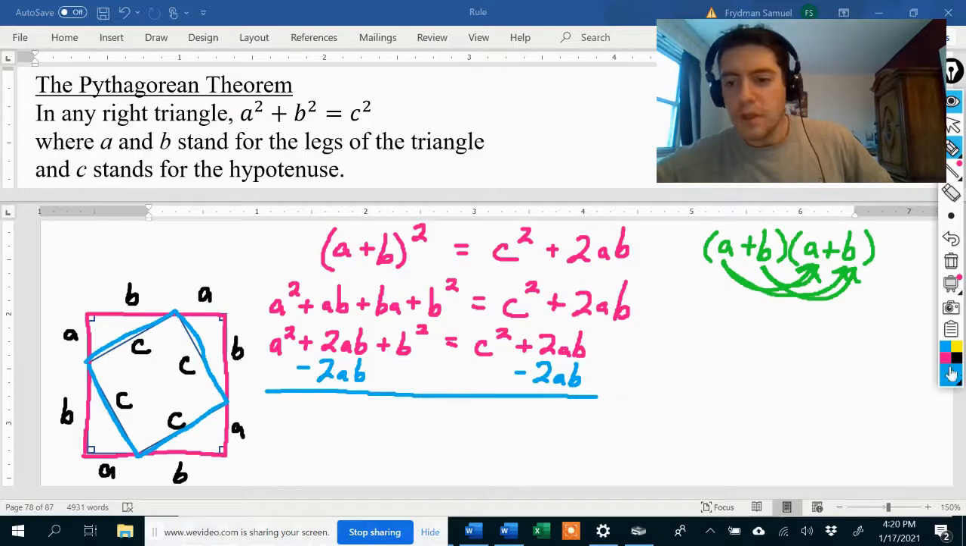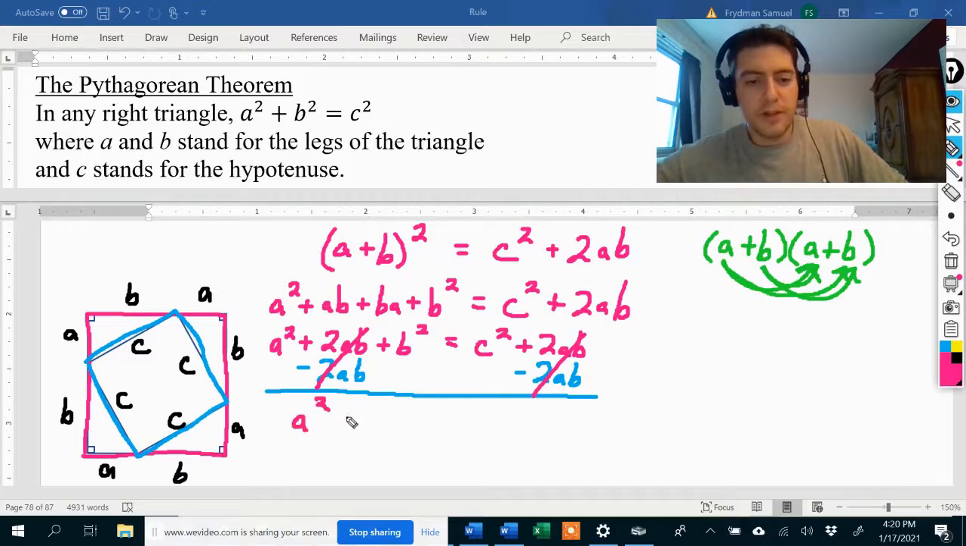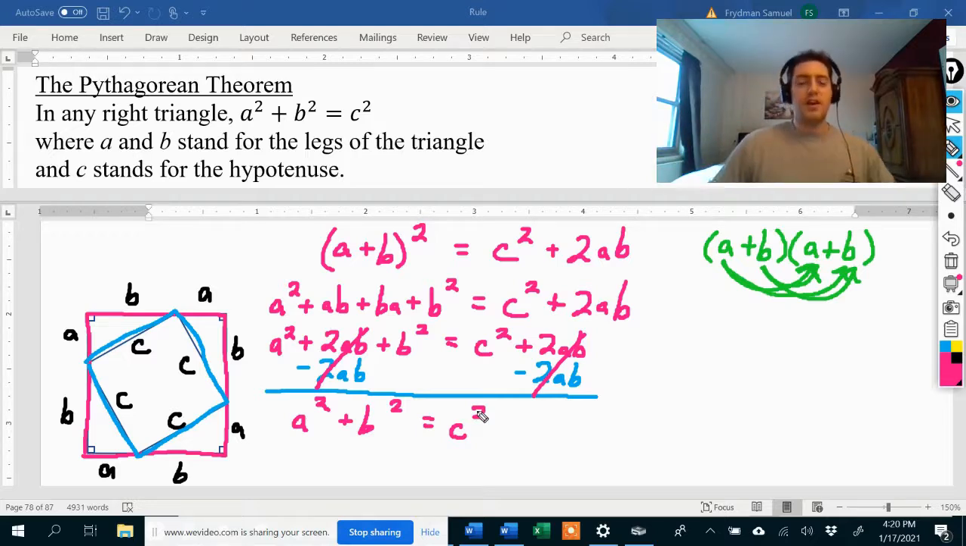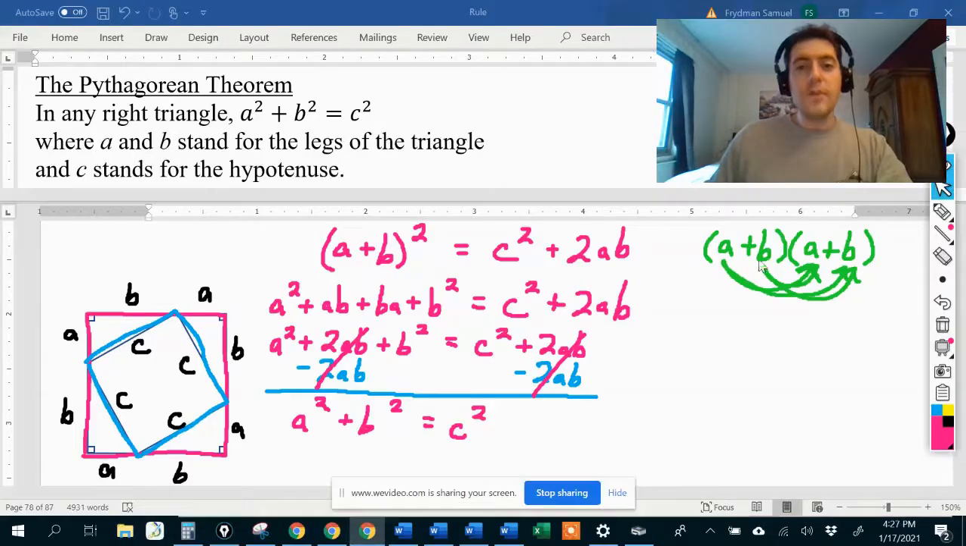Okay? But since I had plus 2ab on both sides to begin with, on both sides this is just going to cancel out, and I have left over on the left side a squared plus b squared, and I have left over on the right side c squared. Oh, look at that. We have the Pythagorean theorem. a² + b² = c².